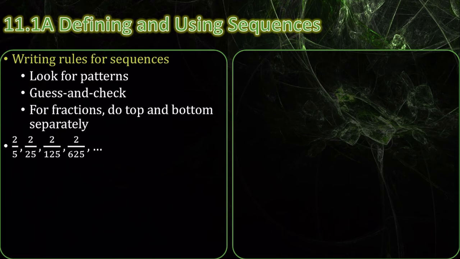For example, 2 over 5, 2 over 25. All right, so let's look at the top and bottom separately. So the top, I'm thinking we can easily see is a 2. Because there's a 2 on top. The bottom one, you can see we're multiplying by 5, or maybe this is 5 to the first, 5 to the second, 5 cubed, 5 to the fourth. Well, how am I going to write that? Well, the first one, n is 1, and then n is 2, then n is 3, and n is 4. So notice the value of n is the same as the exponent, so it could just be 5 to the n.